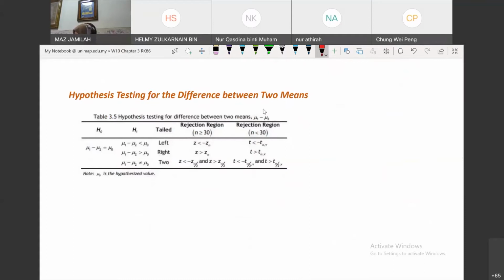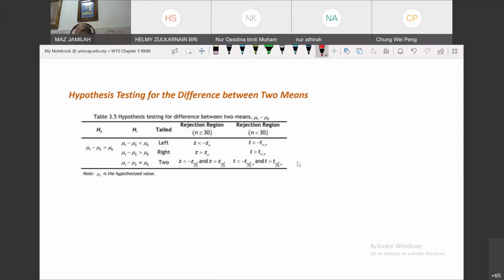Let's move to the second part, the last part of our lecture today. Okay, so that will be on the hypothesis testing for two population means and two population proportions. All the concepts are still the same.